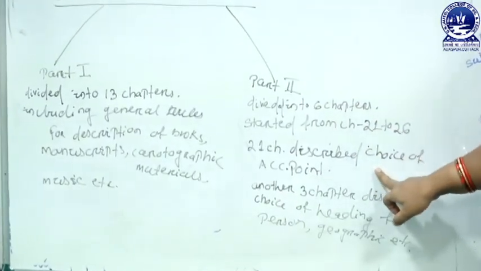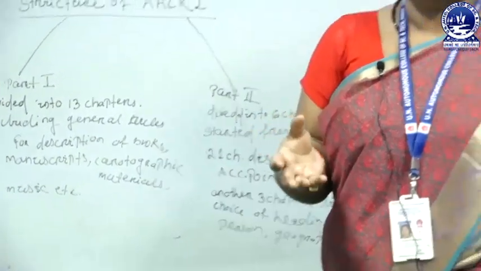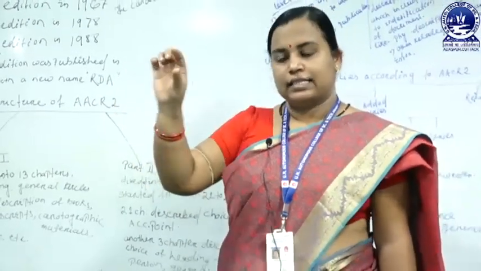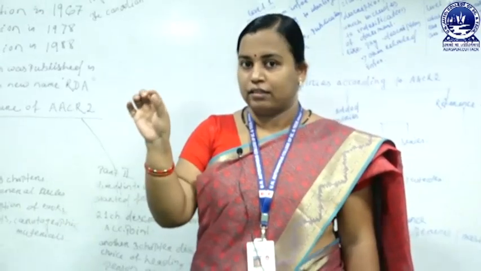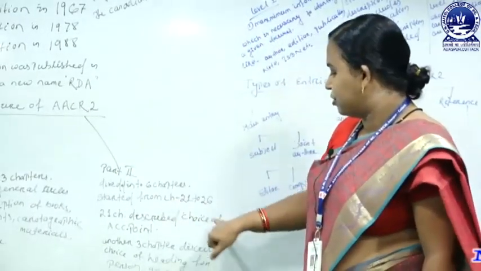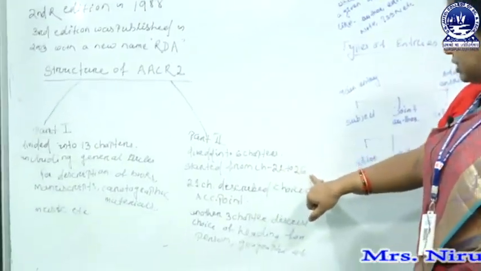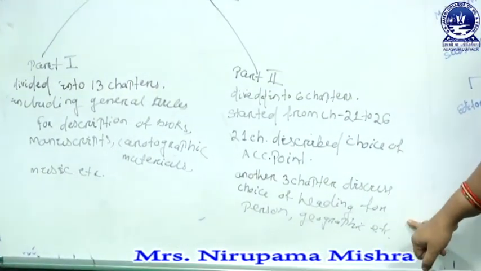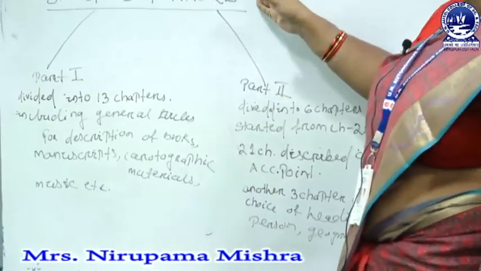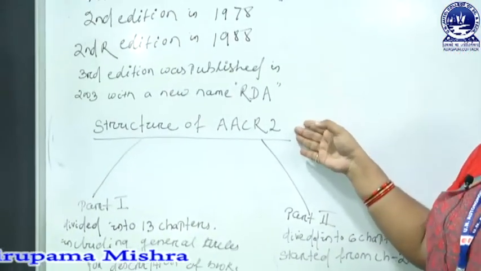Chapter 21 describes the choice of access points. If you know the library catalog, the first access point is very important. This is presented by the heading section. The chapters from 21 to 26 define all the basic access points of the library catalog. So, this is the basic structure of AACR2.